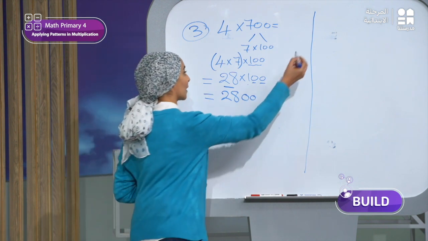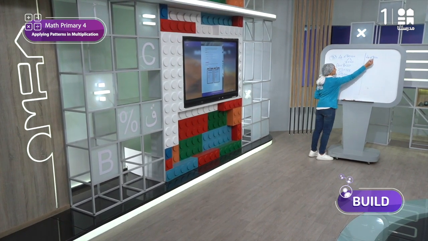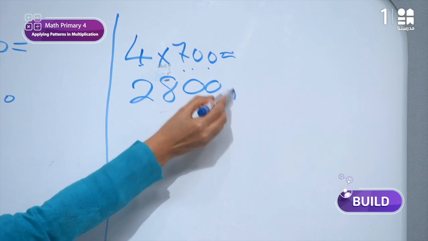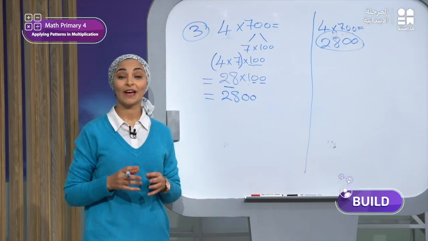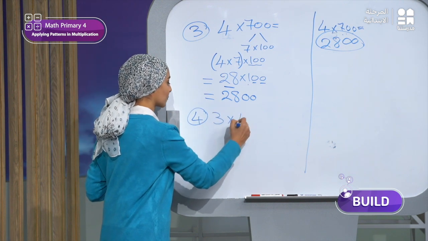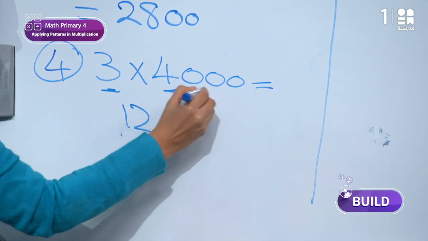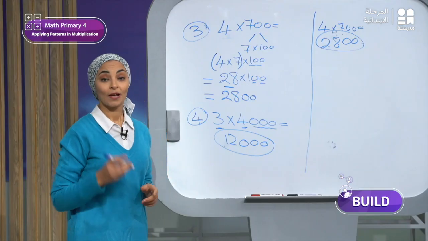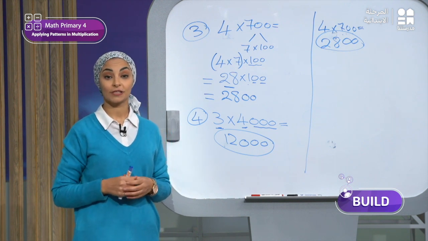تعالوا نشوف كده. If I have the same problem here, what should I do? Yes, 4 times 700. I will multiply 4 times 7, 28, and put the 2 zeros in the ones and tens place to be 2,800. And now it will be very easy for you to solve problem number 4, which is 3 times 4,000. In the same way, هعمل 3 times 4 gives me 12, and put these 3 zeros in the ones, tens, and hundred place to be 12,000. Now in build, we have learned how to multiply numbers by multiples of 10 using different strategies.